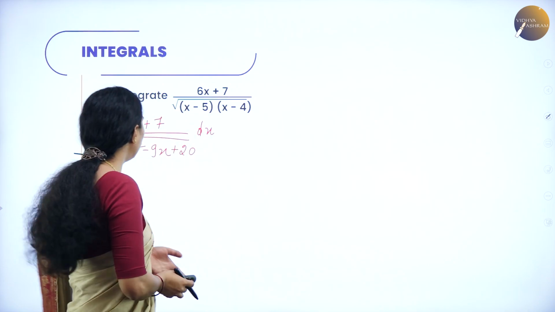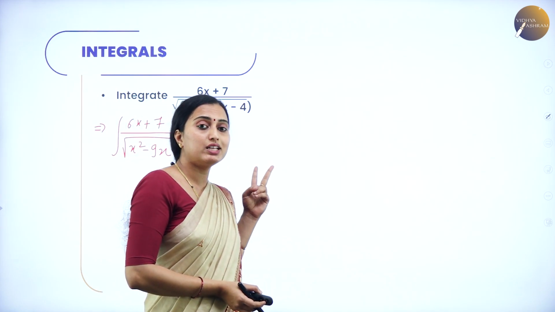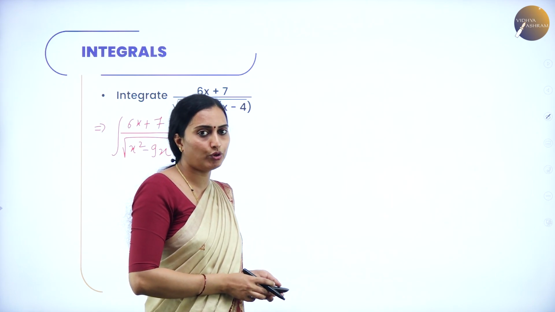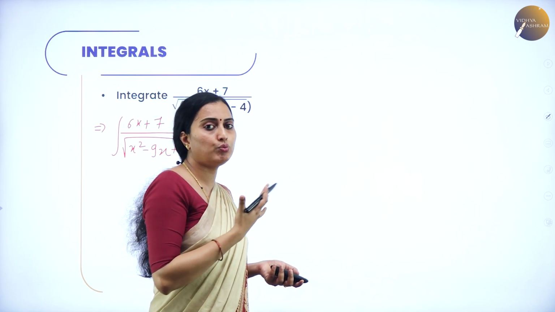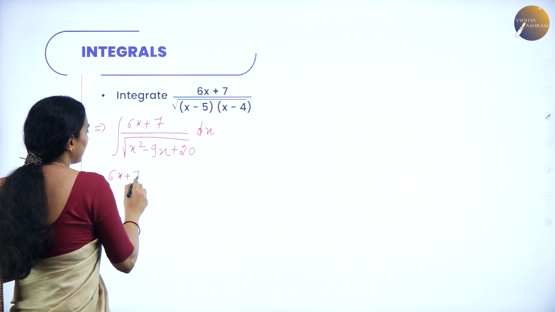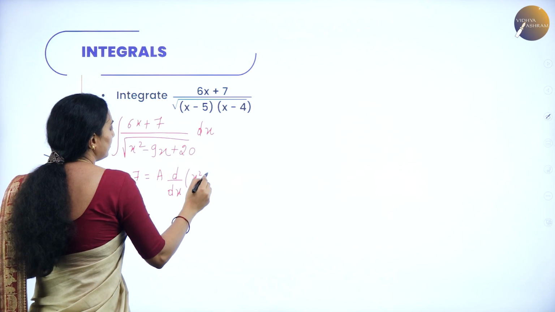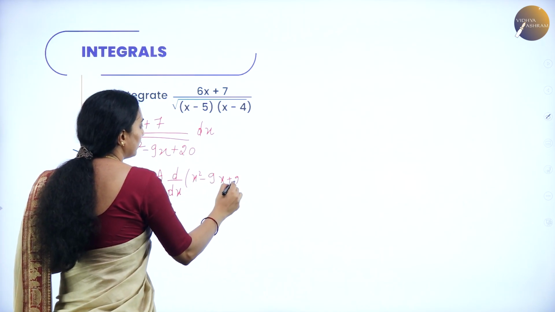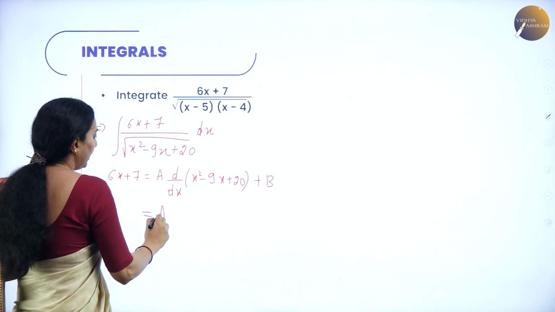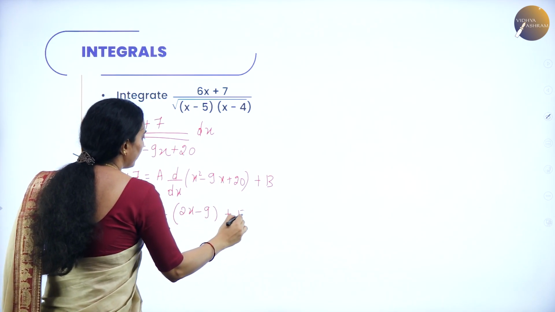Never. Because if you differentiate the denominator x squared minus 9x plus 20, you get 2x minus 9, correct? You are having 2x minus 9 in the numerator. So what am I going to do? I am going to use the usual method as we did in the last case. I write the numerator 6x plus 7 is equal to a into d by dx of the denominator x squared minus 9x plus 20, plus b. Now here, 6x plus 7 equals a into the differentiation of this, 2x minus 9, plus b.